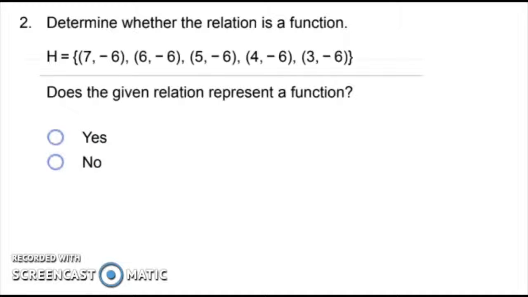Number 2, it is asking you to determine whether or not the relation is a function. For that, you look at the values of x. If there is more than one number of x that is the same, then it is not a function. In this case, it is a function because every single x value is different. Okay, so that is number 2.